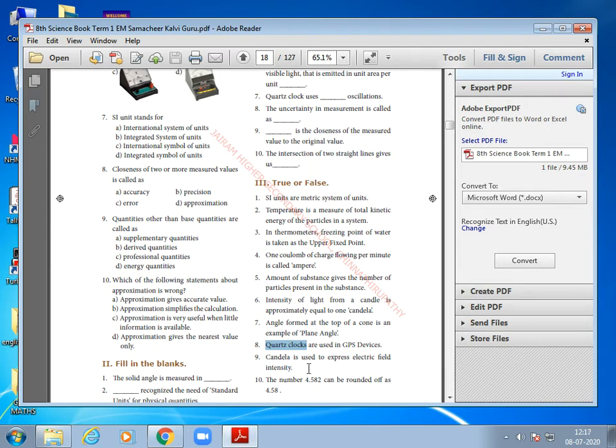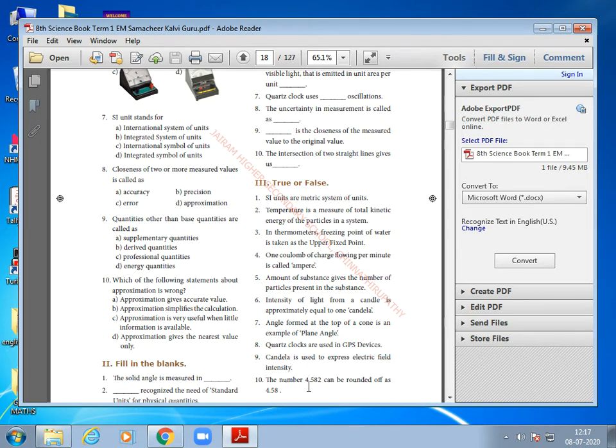Candela is used to express what? Electric field intensity. This is a wrong statement. The answer is false. The correct statement is: candela is used to express luminous intensity. This is a correct expression.